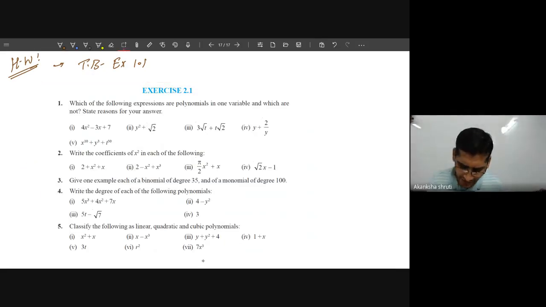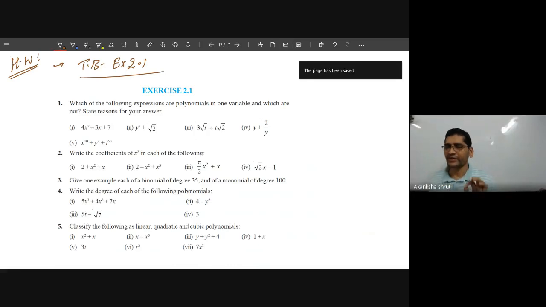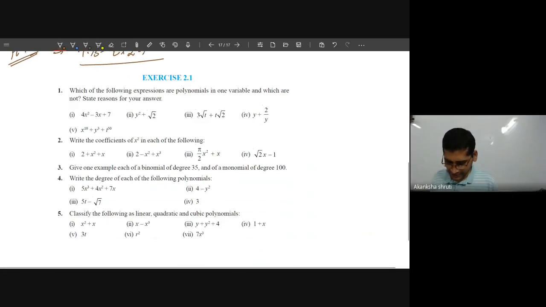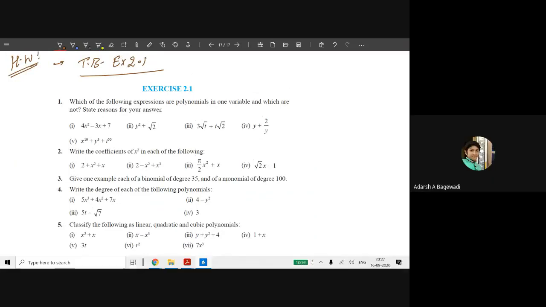Okay, students, any doubt then please ask. Otherwise, we will end the class here and tomorrow again we will meet. Whatever questions you are not able to solve, I will solve, and we will learn the next topic, that is the value of a polynomial and zeros of a polynomial. Any doubt then please ask. Otherwise I shall end the class here. No doubt. No, sir, no doubt.